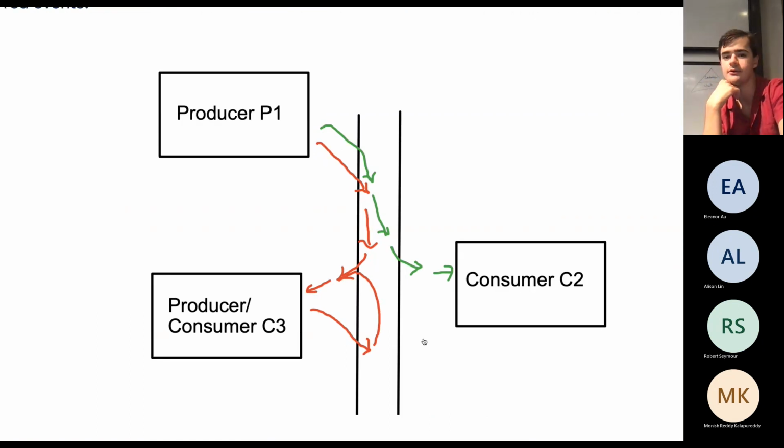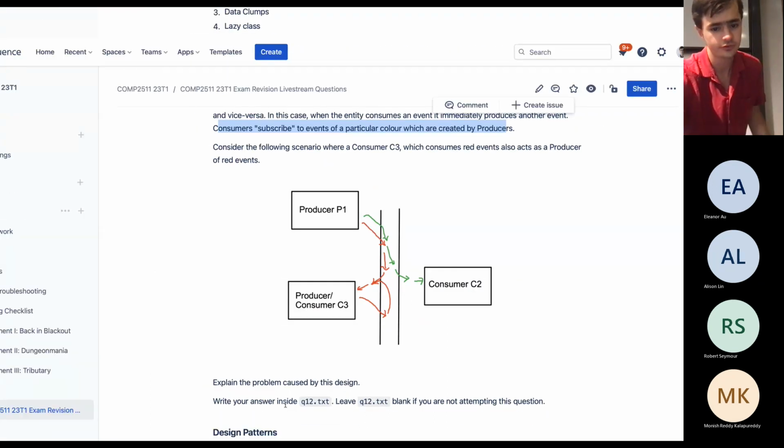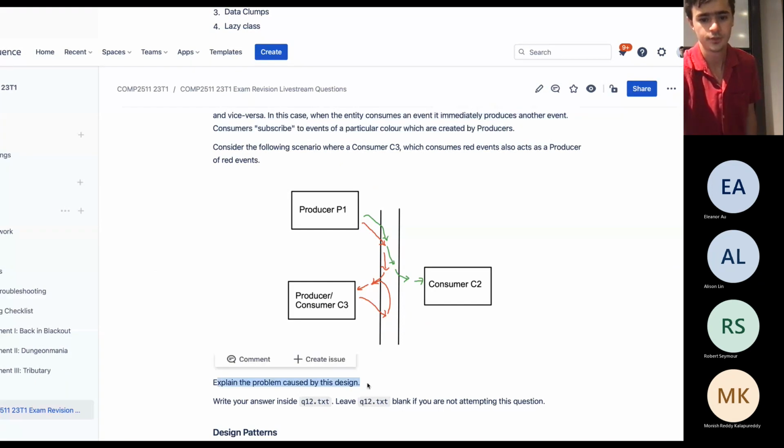Just by looking at this diagram here, is there anything that's a bit weird? Yeah, right. So you have this producer which is producing events, but then those events, because they're red and it subscribes to red events, like it's getting the ones from P1, it's consuming its own events, right? It's like eating your own vomit, which is disgusting. And that's a problem, right? Because then you just get set in an infinite loop. So I don't think the question asks you what the solution is, it just says explain the problem. So that's all you need to do.